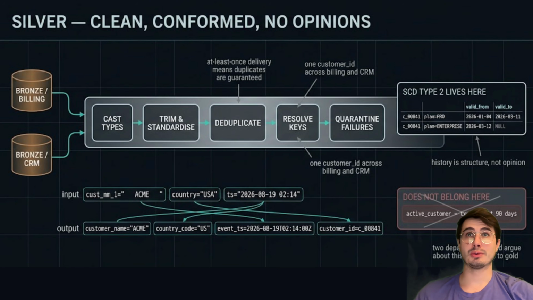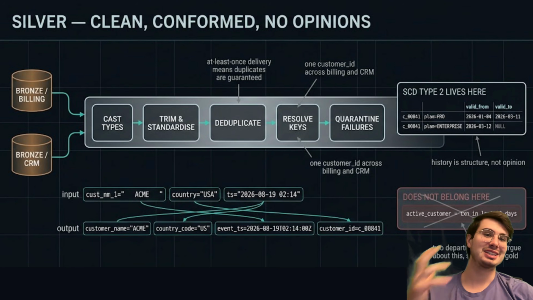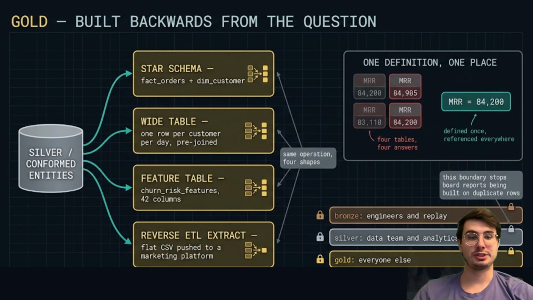But the layer that everyone really does care about is what silver leads to. And that is going to be the gold layer, right? The gold layer holds business-ready tables that are shaped for a specific consumer. So gold is where your metrics get defined, where aggregates get computed, and the model gets shaped around a question that someone will actually be asking it.